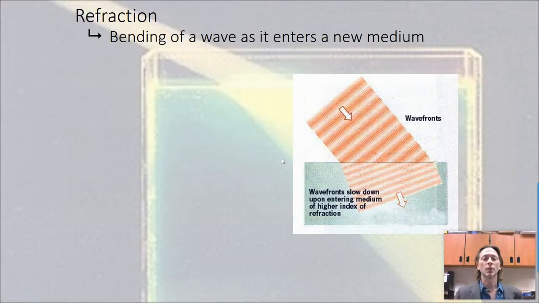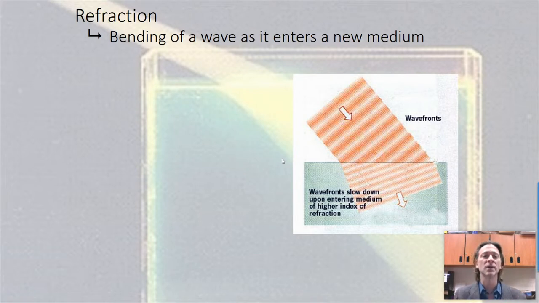Hey physicists, we're in our waves unit and we're talking about light now. We've talked about reflection, refraction, and diffraction. So remember that reflection is the bouncing of a wave off a barrier. Refraction is the bending of a wave when it goes into a new medium. And diffraction is the bending of a wave when it goes around a barrier.